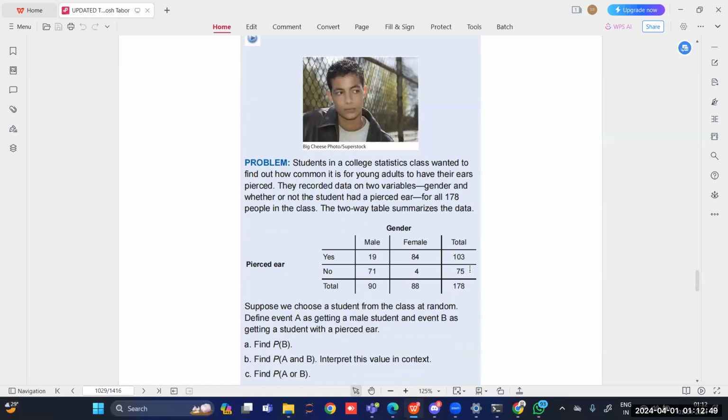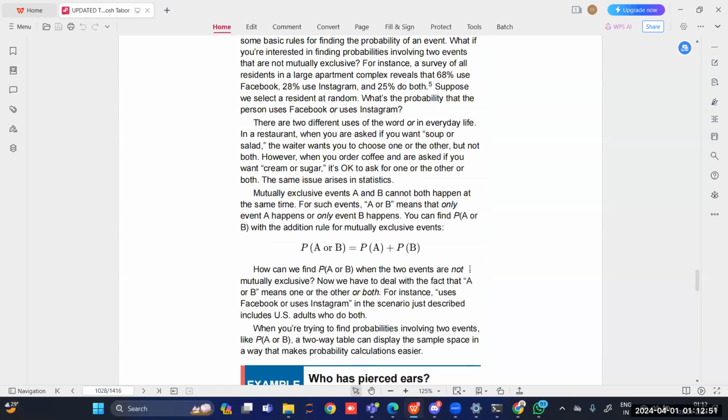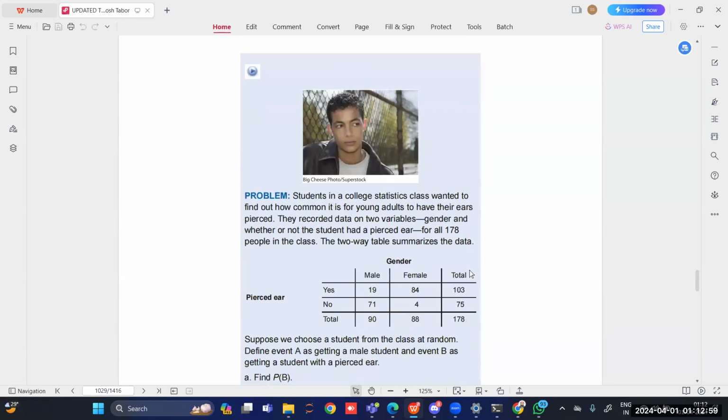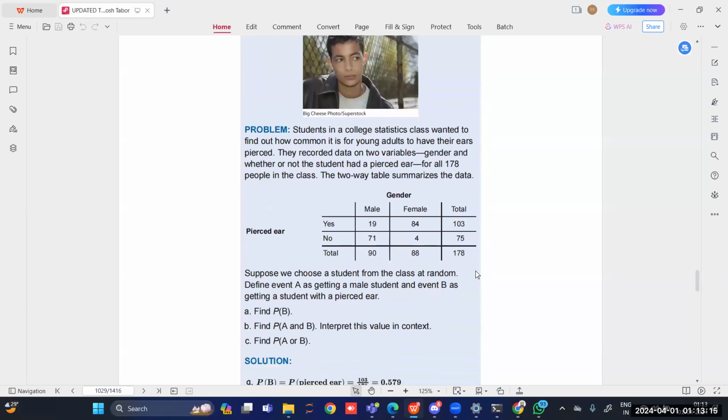Okay, now we will do this activity. First of all, you can read this. How can we find the probability of A or B when two events are not mutually exclusive? Here a two-way table is given. Students in a college statistics class wanted to find out how common it is for young adults to have their ears pierced. They recorded data on two variables, gender and whether or not the student had a pierced ear. For all 178 people in the class, the two-way table summarizes the data.